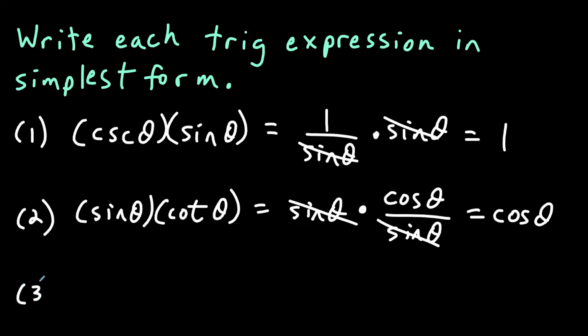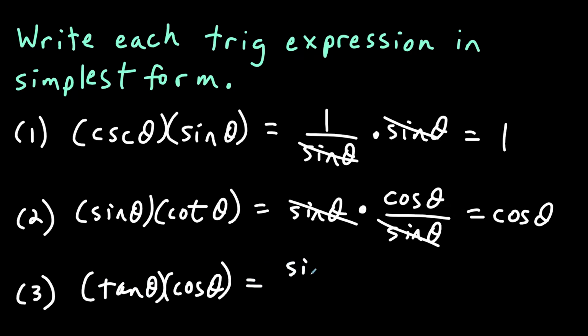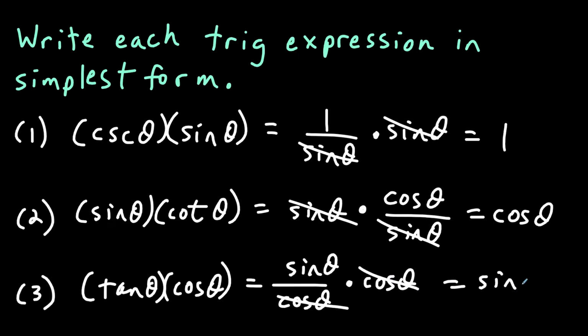And for the third example, we'll look at another one. We have tangent theta times cosine theta. And for this, the identity for tangent is equal to sine over cosine. And then we have times cosine here. So in this case, cosine over cosine cancels, leaving us with just sine theta.